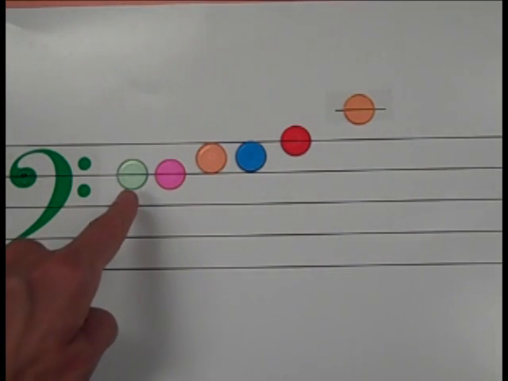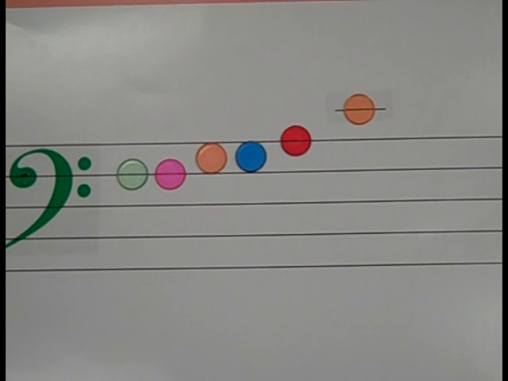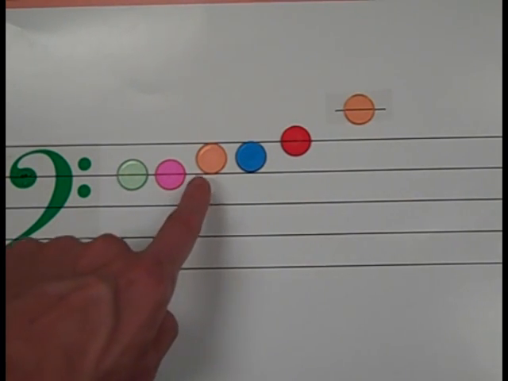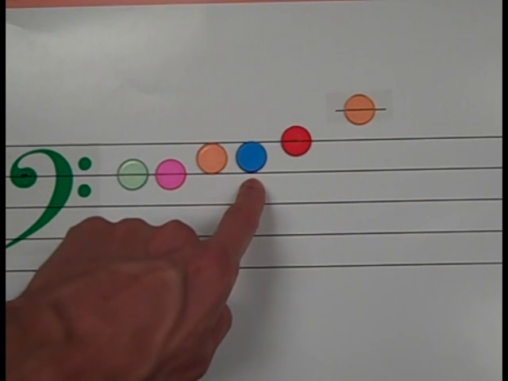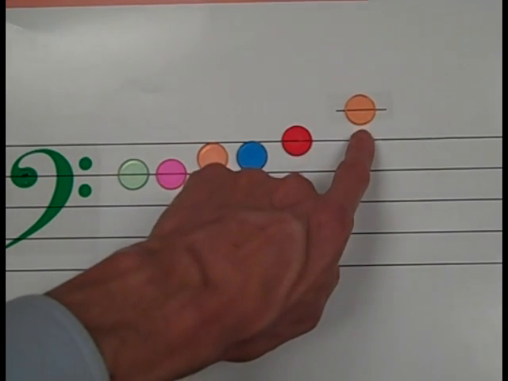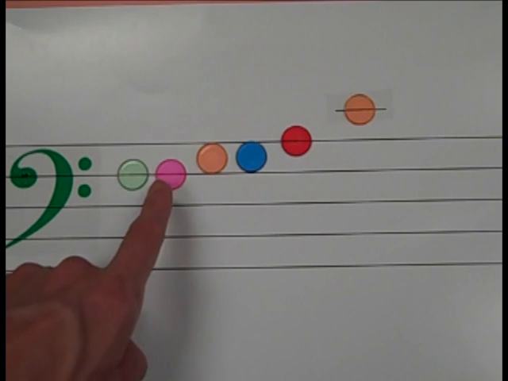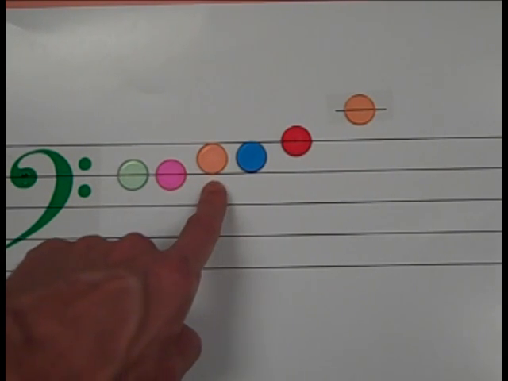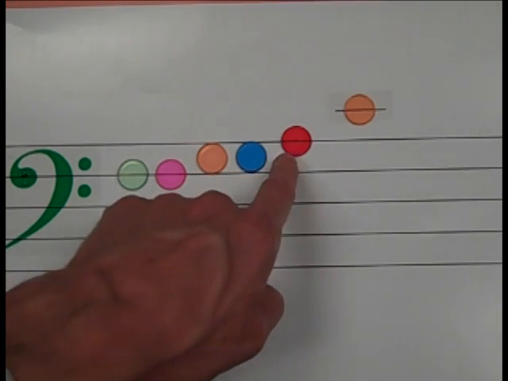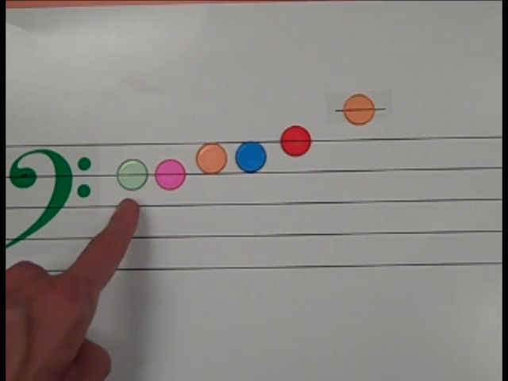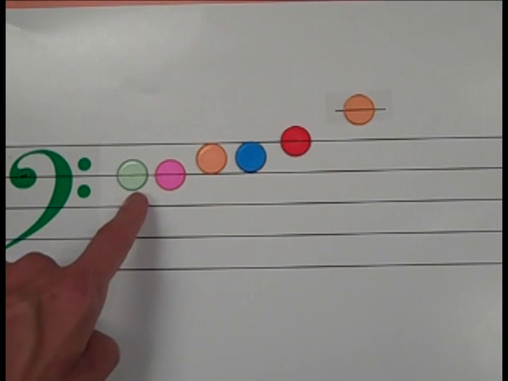Now, can you point and say the step, skips, repeats by yourself? Start, good. Now let's see if we can say the letter names. My turn first. F, F, G, G, A, C. Now your turn. Point and name the notes.